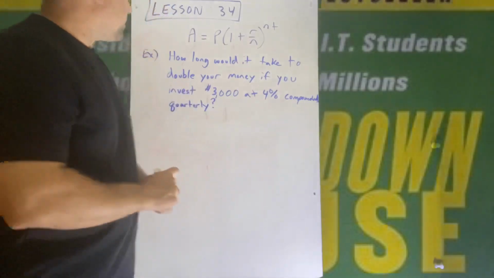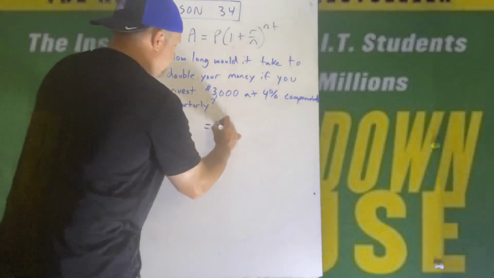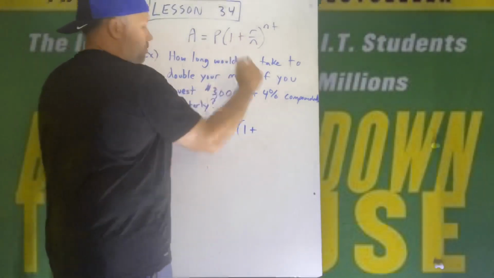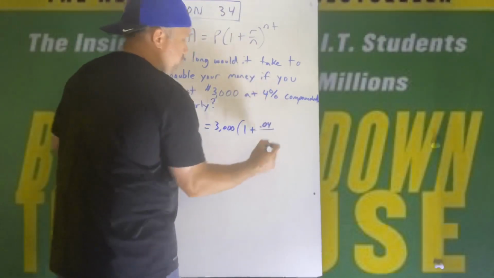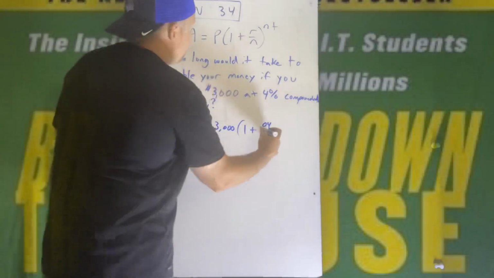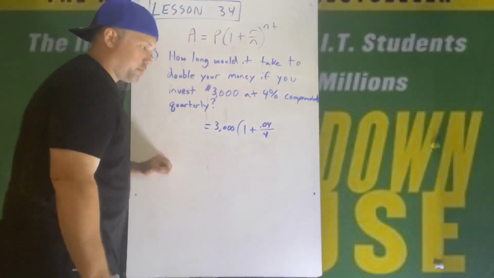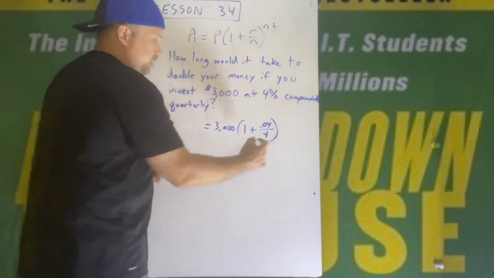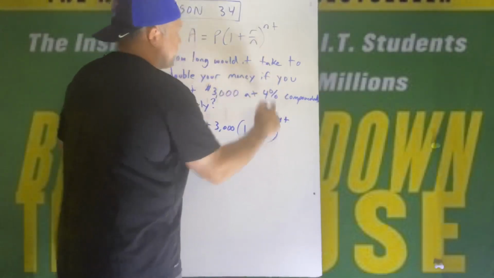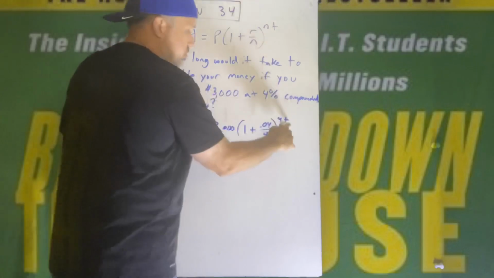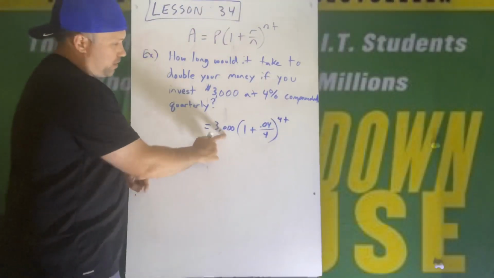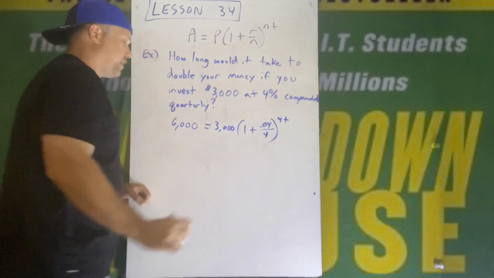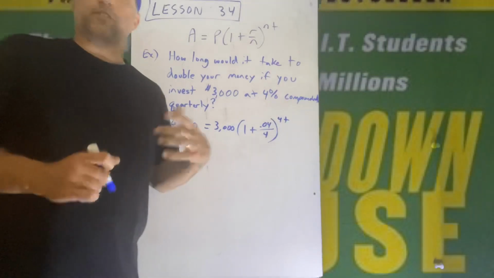So let's set this up. My initial amount is $3,000. And then in the parentheses here, I have 1 plus my R value, which is 0.04 as a decimal, over my N. My N is how often my interest is calculated. In this case, it's 4 because it's quarterly, 4 times a year. And then that's to the 4T. I put 4 in for N there, and we're solving for T. We want to know how long it takes this money to double. So I'm going to double 3,000 to 6,000 and put that over on the left side.